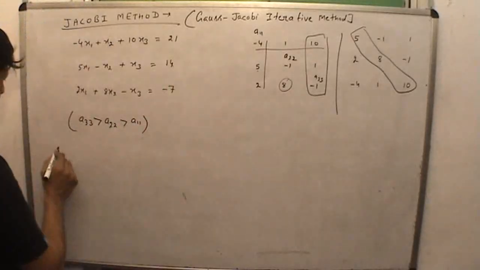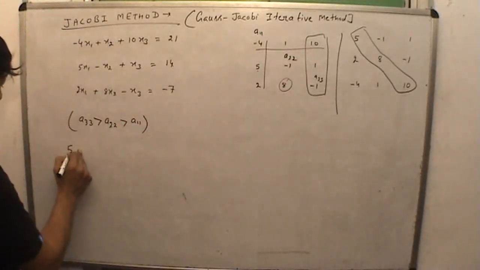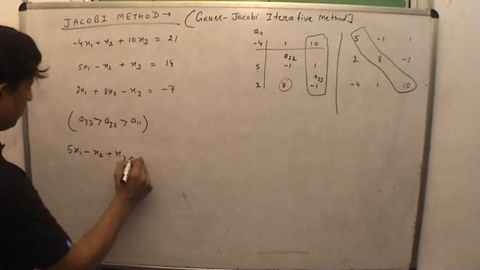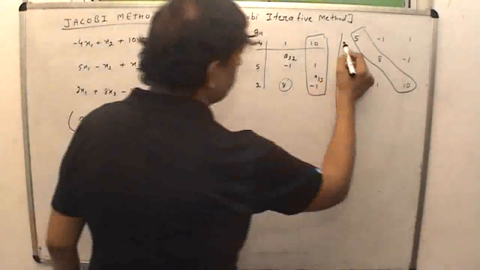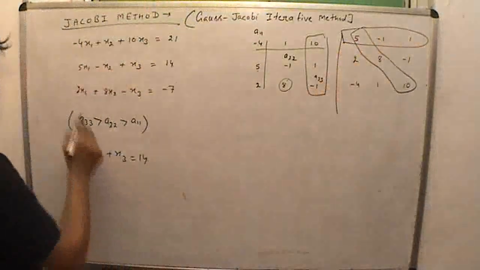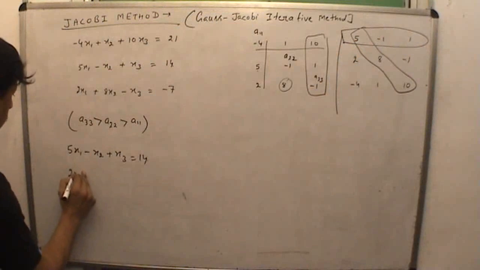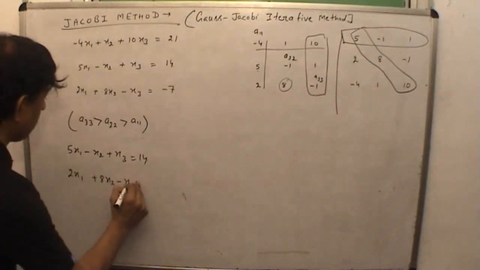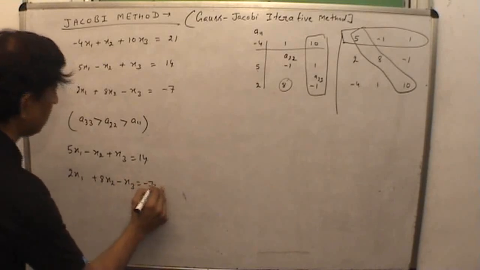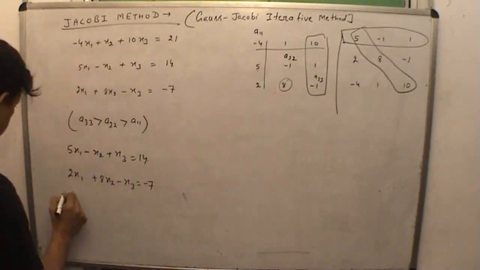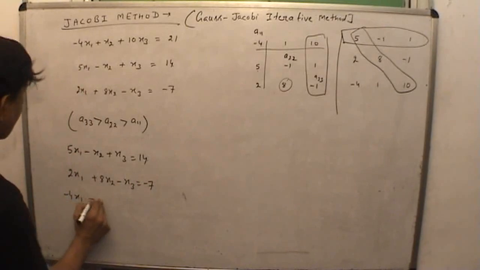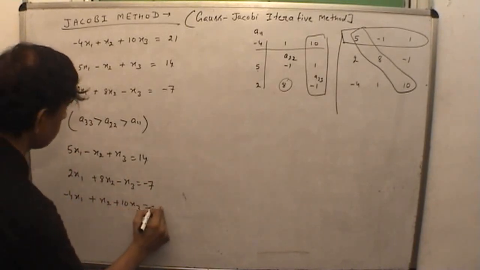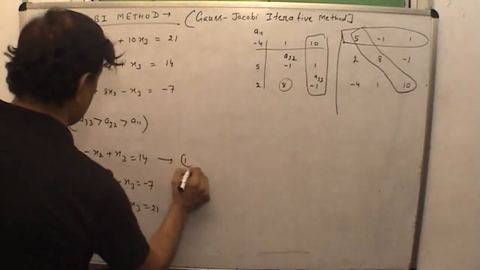First we will write here 5x1 minus x2 plus x3 is equal to 14, according to this line. Then second, it is 2x1 plus 8x2 minus x3 is equal to minus 7. Third one starts with this: minus 4x1 plus x2 plus 10x3 is equal to 21. It is the first step.